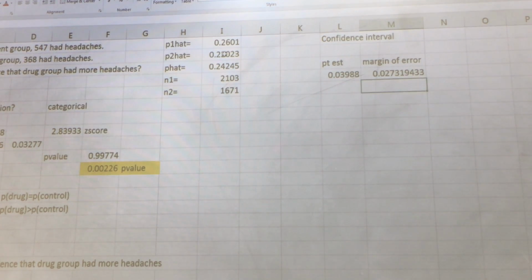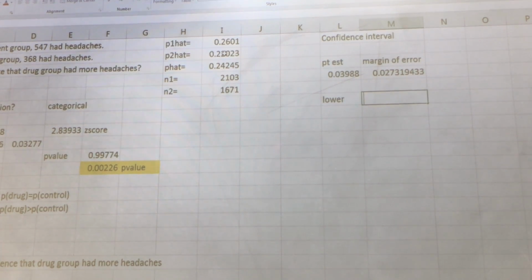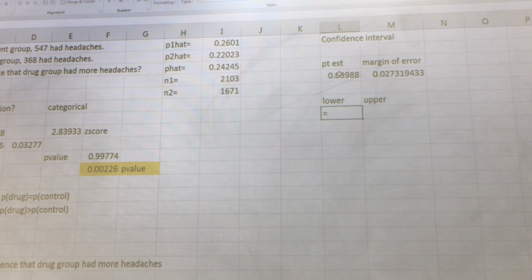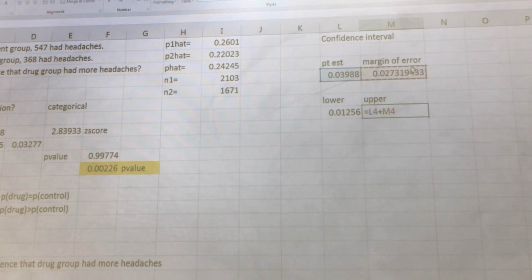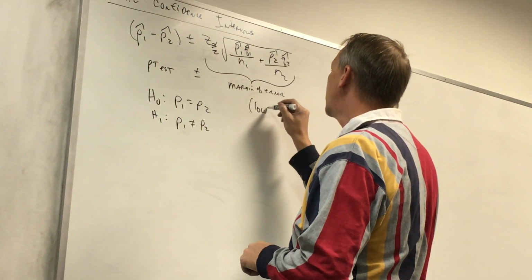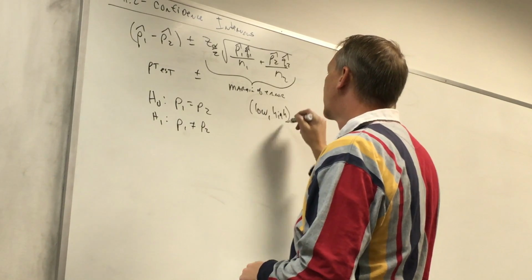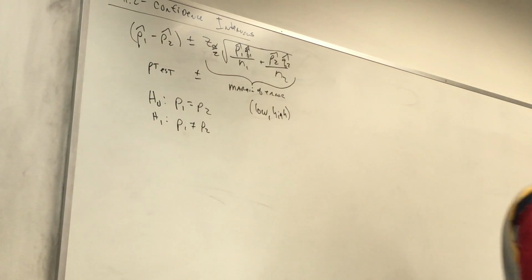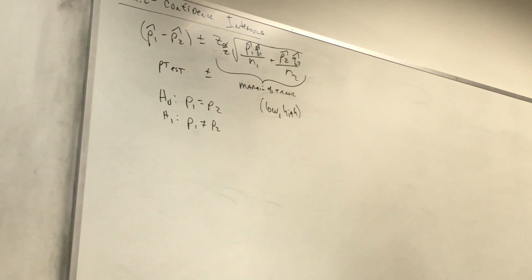So you're going to have a lower and an upper. That's going to be your point estimate minus your margin of error, and your point estimate plus your margin of error. Just as a reminder, when we're doing this, we always write the low number and then the high number.